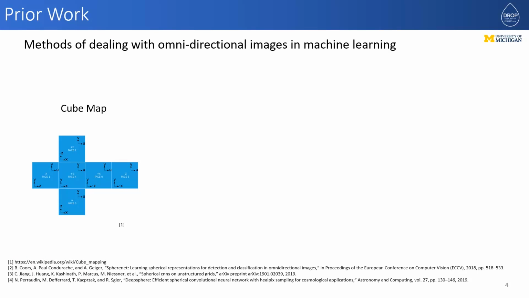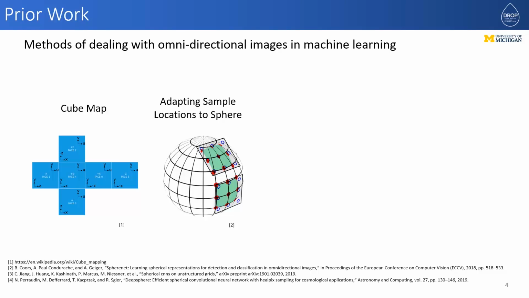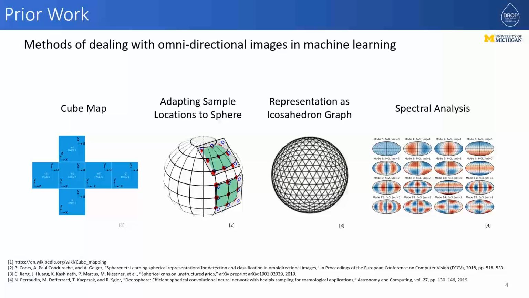Previous methods of dealing with omnidirectional distortions can be roughly categorized under three approaches: generating multiple perspective projections from the sphere, such as a cube map, and processing each projection separately through the network; adapting the kernel sampling locations based on a spherical distortion model or a learned mapping; or sampling the spherical image based on a uniform sampling geometry or graph, such as the icosahedron, and processing the spherical representation with specialized convolutions or operations in the spectral domain.